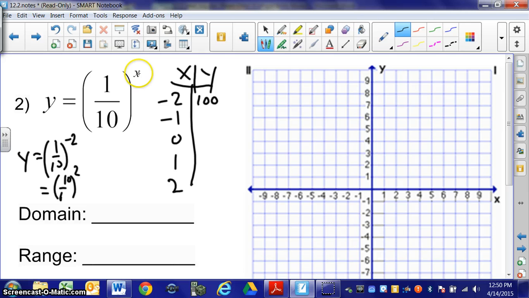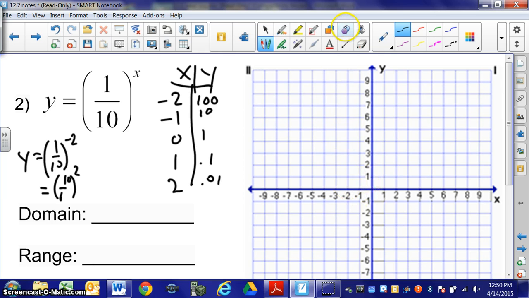If I plug in a -1, it's 1/10 to the -1, which becomes 10/1 to the +1. 10 to the first is 10. And then 1/10 to the 0, 1/10 to the 1, 1/10 to the 2. And so there's our ordered pairs. Let's go ahead and plot them.